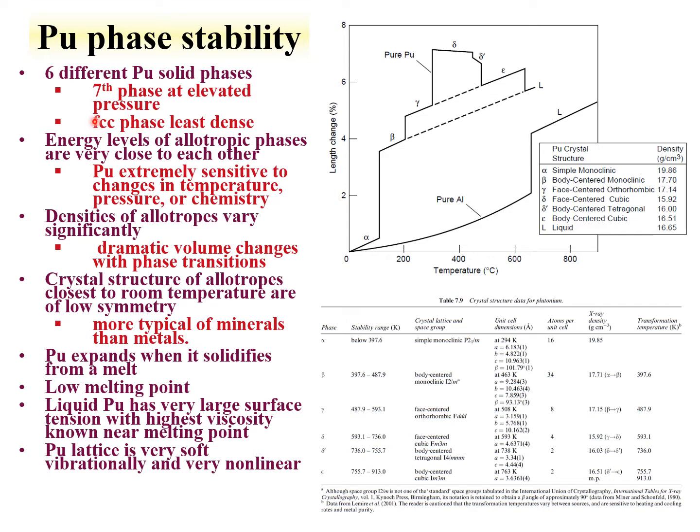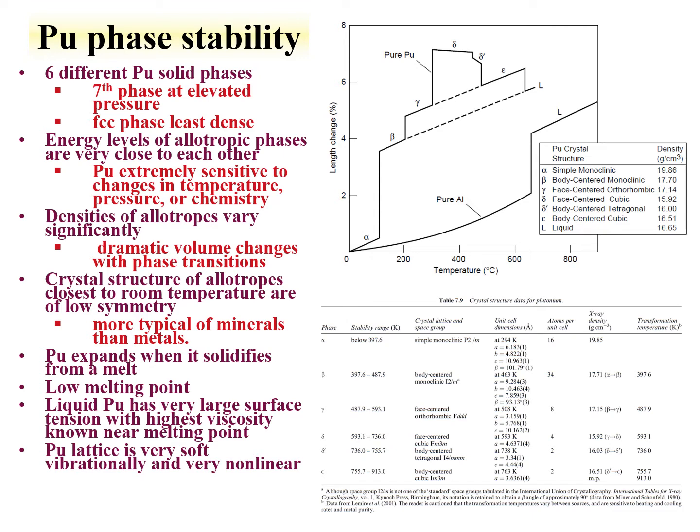The face-centered cubic is your least dense phase. All these phases are close to each other energetically, so that's why they can be reached through just heating the sample. Then the densities of these phases vary dramatically. The data is shown here, where the most dense phase is the alpha phase, which is close to 20 grams per milliliter, and the least dense phase is this delta phase, the face-centered cubic, the FCC phase, where you get a little bit under 19 grams per milliliter.